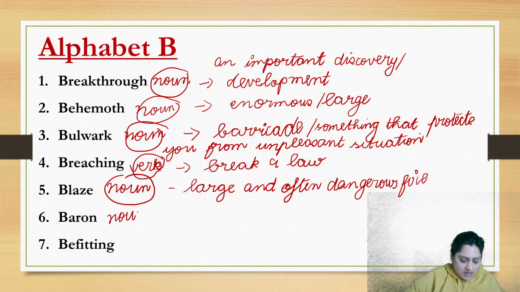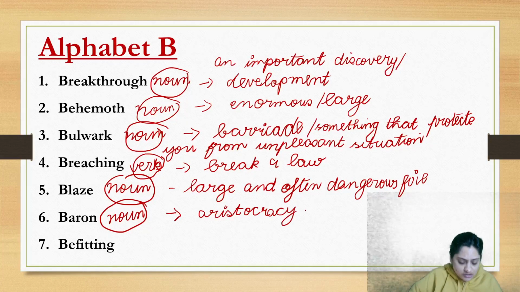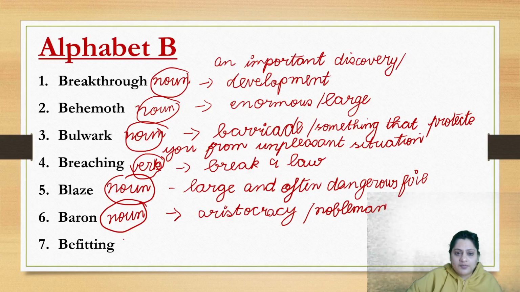Baron. Baron is a noun word we use for a particular person who is of highest social status. Okay. For example, an oil baron. Basically, we use it for aristocracy. People who belong to a high social, who enjoy a high social status in society, who are the noblemen of the society. Baron. Okay. So big businessmen who enjoy great power, baron.